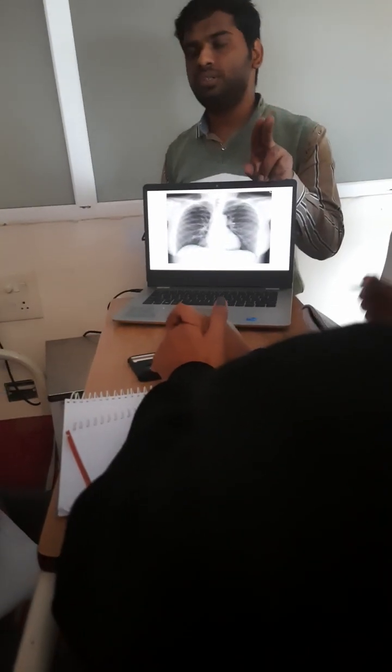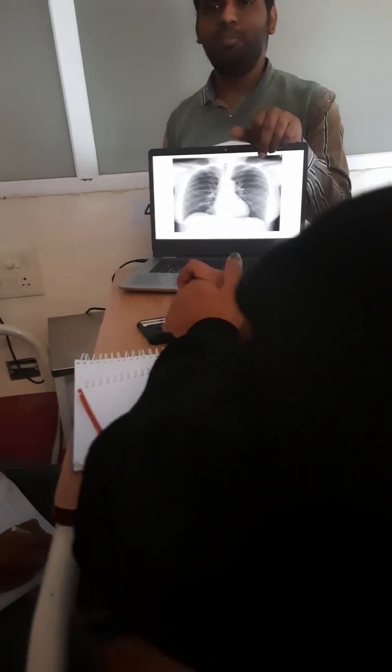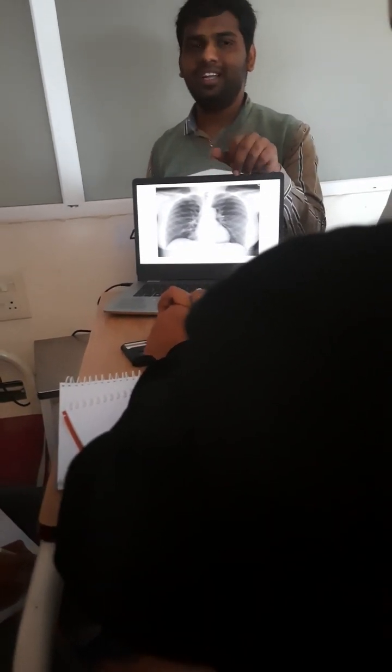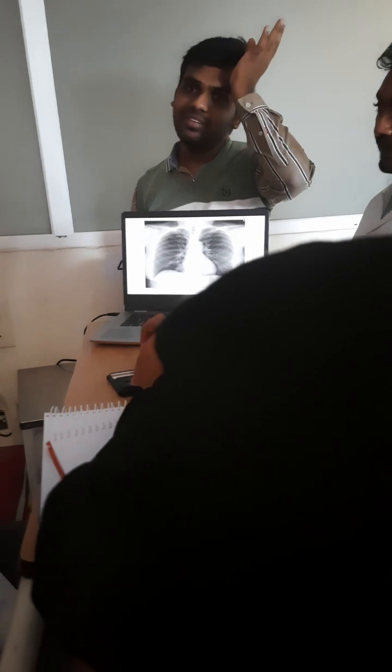Opaque, radius, in CT. Hyperechoic and hypoechoic in USG. Hyperdense with contrast, hypodense in non-contrast CT. MRI, I already told you, no? CT contrast and non-contrast. MRI intensity: high intensity, low intensity. CT contrast and non-contrast. Hyperintense, hypointense. Okay.